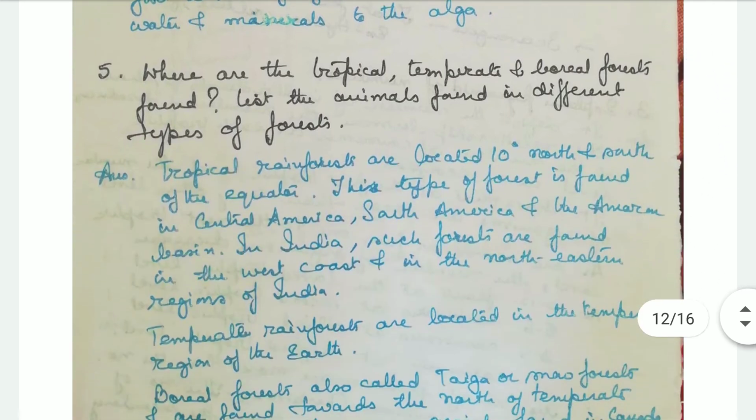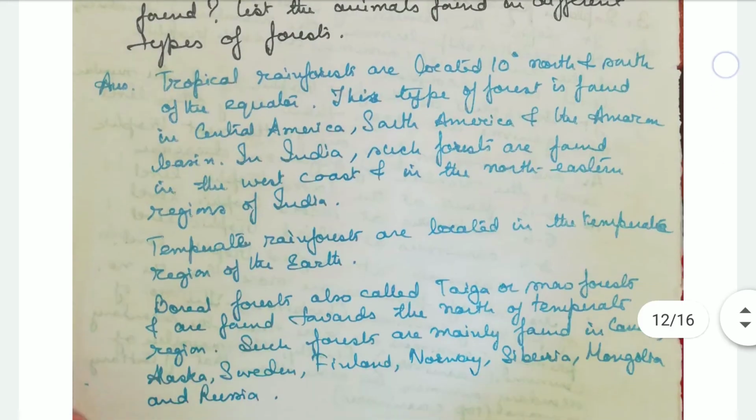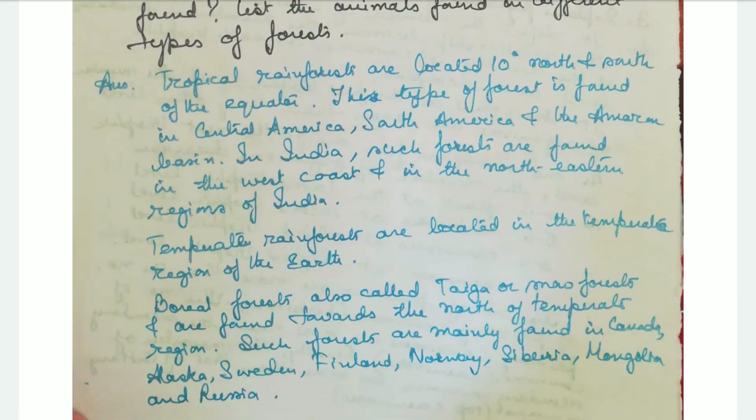Then next we come to, where are the tropical, temperate and boreal forests found? List the animals found in the different types of forests. The tropical rainforests are located at 10 degrees north or south of the equator. This type of forest is found in Central America, South America and the Amazon basin. Okay. In India, these types of forests are found in the west coast and in the eastern regions of India.